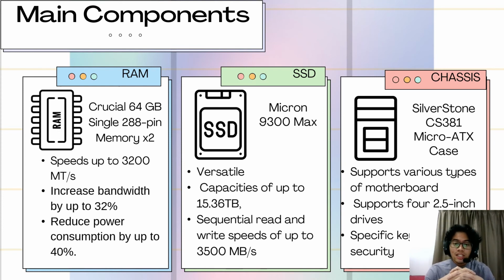Lastly is choosing the chassis, also known as the server case. The server case is primarily designed to reduce the amount of physical space consumed by a standard server. Hence, we are choosing the Silverstone CS381, which supports our Micro ATX motherboard. This model also supports various types of motherboards such as Mini DTX and Mini ATX. The server case also provides a specific key for security purposes.